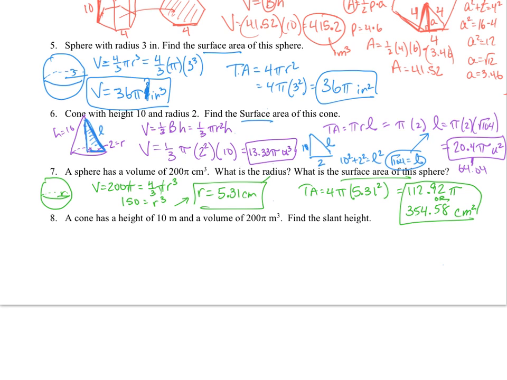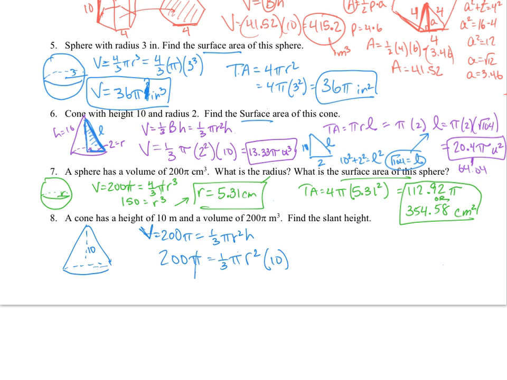All right, for number 8, a cone has a height of 10 and a volume of 200 pi. Find the slant height. So again, we've got a cone, and the height of this is 10, and the volume is 200 pi. And the volume of a cone, and we did this in the previous problem, is 1/3 pi r squared h. So 200 pi equals 1/3 pi. We don't know the radius, but we do know the height, so I can go through and solve for that radius.